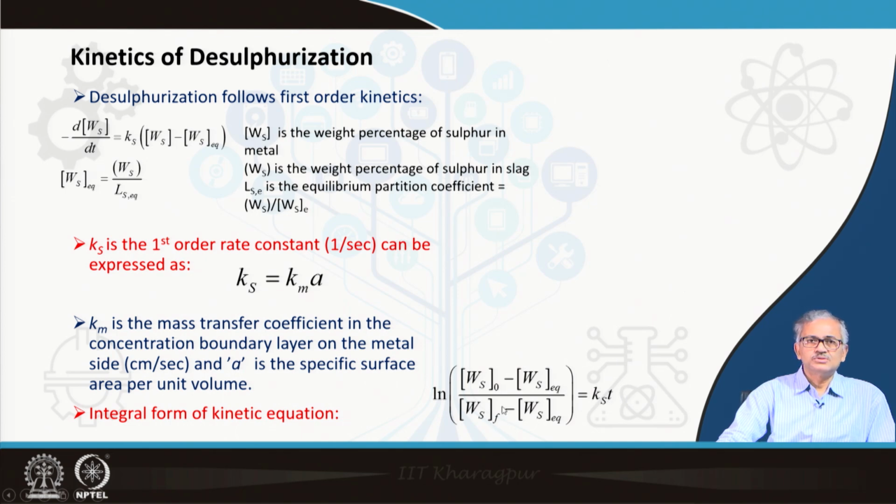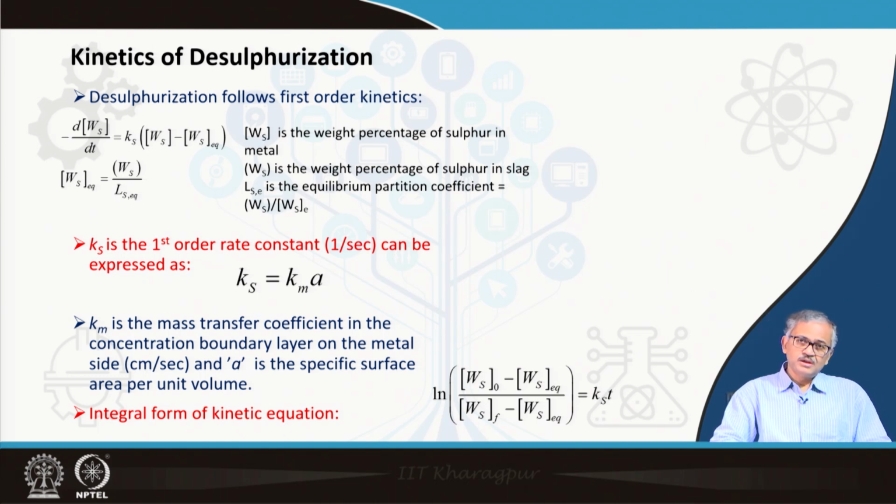Okay. So, if you want to calculate the sulfur concentration after say 15 minutes, so you know T is equal to 15 minutes, what will be the sulfur concentration in the bath, you can calculate. Okay. So, that is the thing. So, using this equation, you can calculate the final concentration of sulfur in the bath, or you can calculate to get a certain sulfur concentration in the bath, what will be the time required. Okay. So, this is the utility of the kinetics.